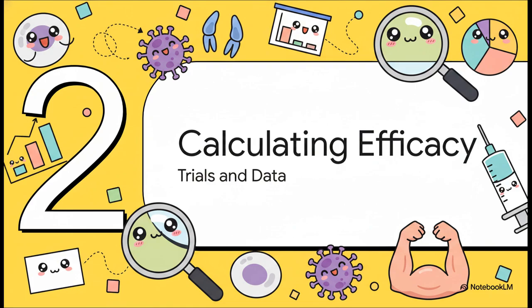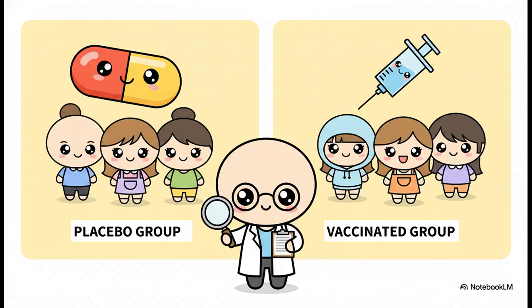Moving right along to Section 2. Calculating vaccine efficacy, trials, and data. Now, how do we actually measure this memory out in the real world? Well, to calculate efficacy under controlled conditions, scientists run massive clinical trials. We're talking tens of thousands of people. These participants are split right down the middle. Half go into a placebo group, meaning they receive no active vaccine, and the other half go into the vaccinated group. Then we simply wait and monitor who gets sick over time.